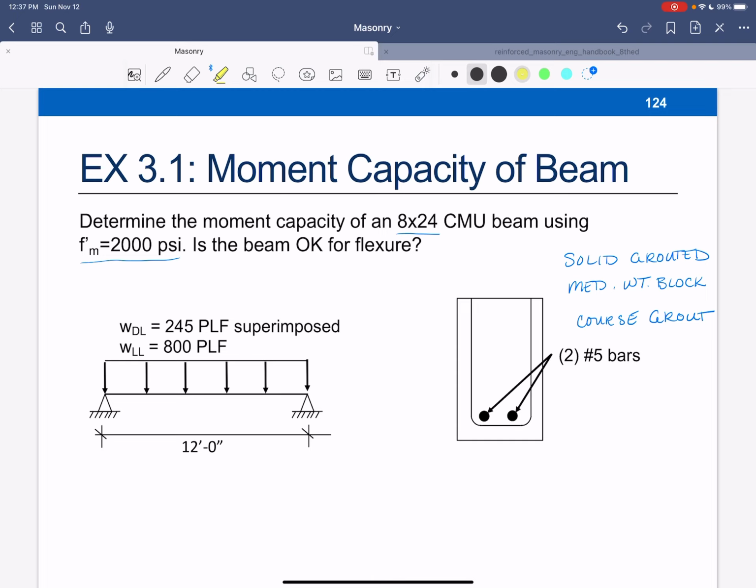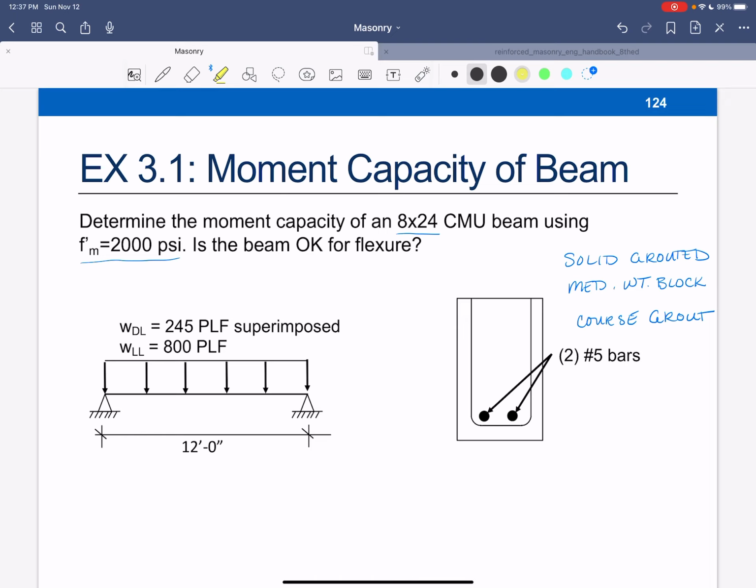Note that the compressive strength, so instead of f'c, it's f'm, they're going to be a lot lower in masonry. So this particular one's 2000 psi. We're going to find out if it's okay for flexure. So we're going to do the capacity and then compare to the demand with the load shown plus self weight.